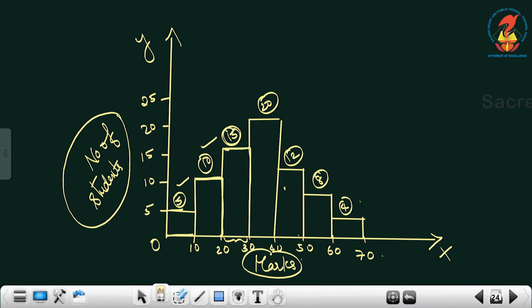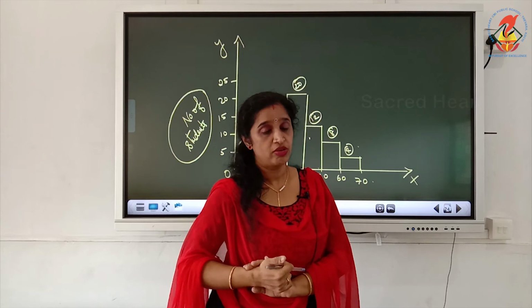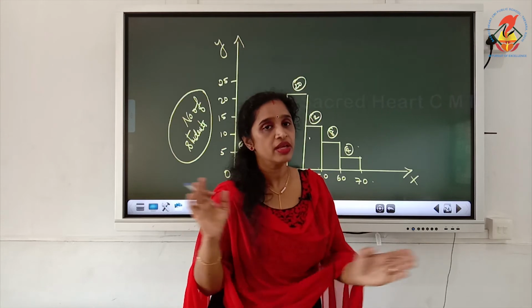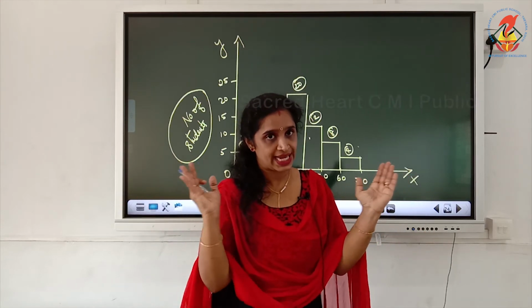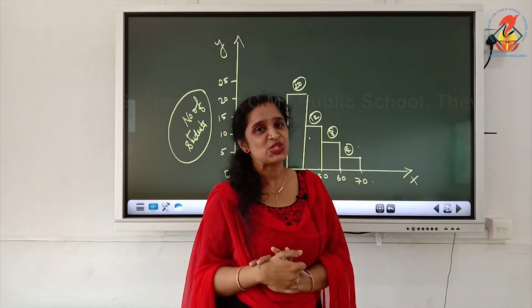In the bar diagram, for each bar, a space is left in between. For a histogram, it's not there. All the bars are drawn attached together. That is the difference between a bar diagram and a histogram.